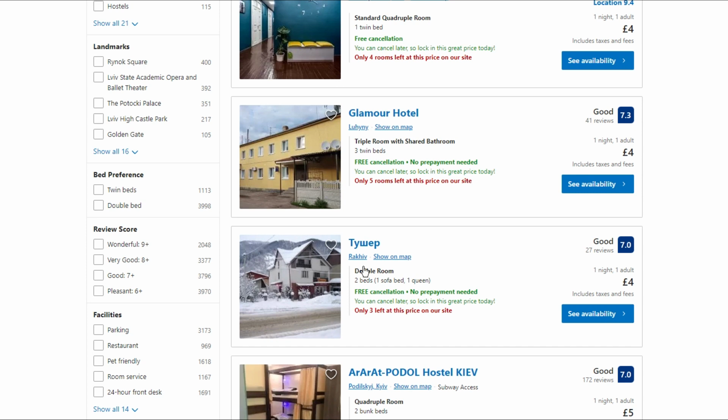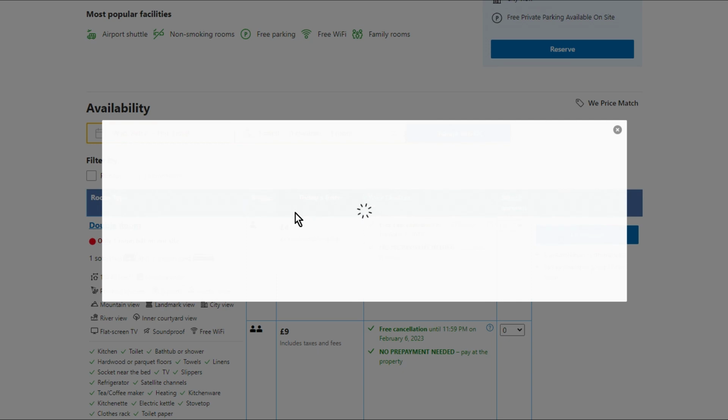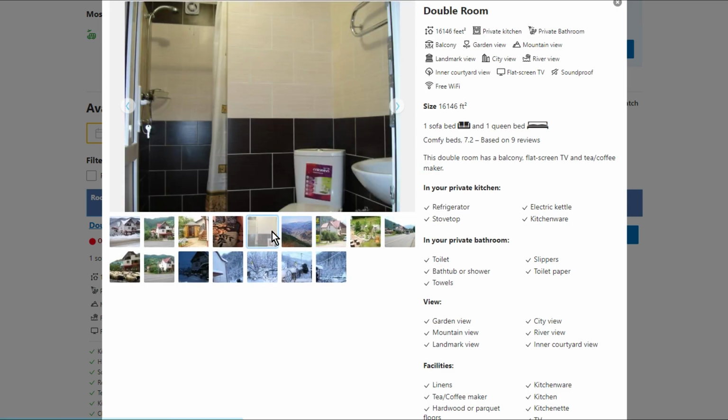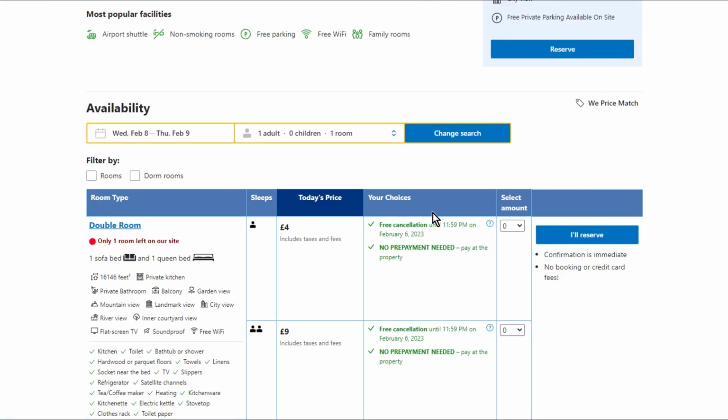But if I go down there, that's double room, 2 beds, 1 sofa bed, 1 queen bed. That I think might be your absolute cheapest private room in Ukraine. Double room, if we take a look at that. Are there any pictures of the room? It shows pictures of the outside, but doesn't show pictures of the room. That's not so good. But you get the idea.